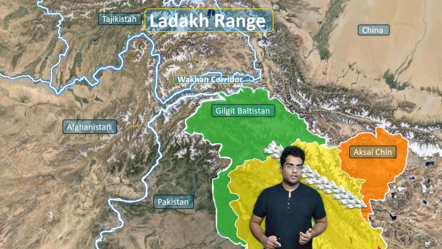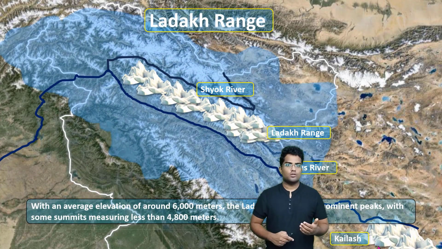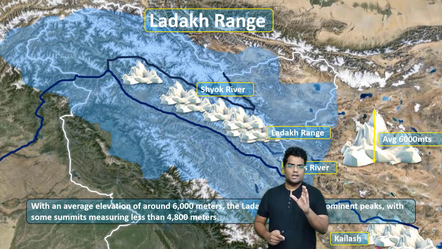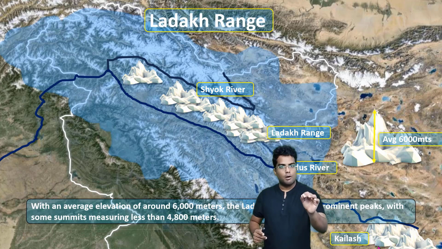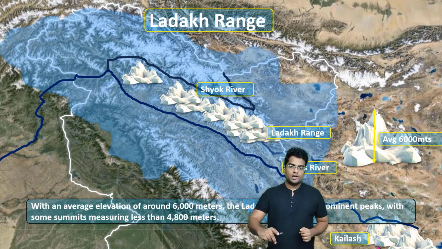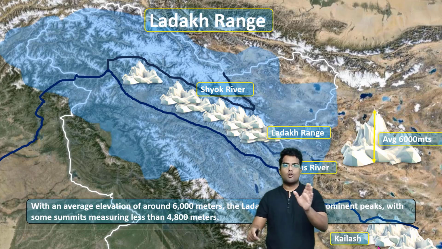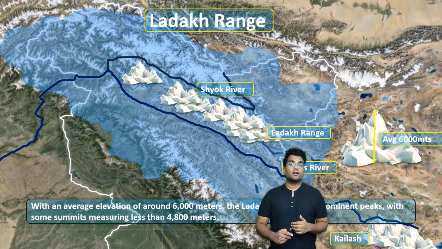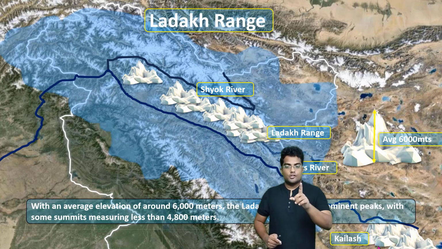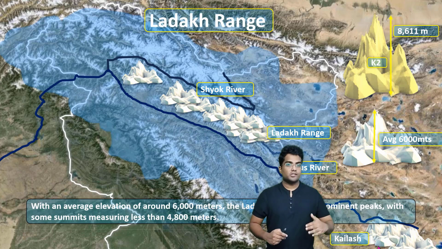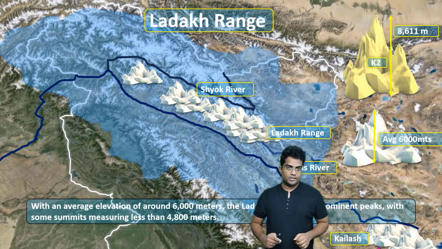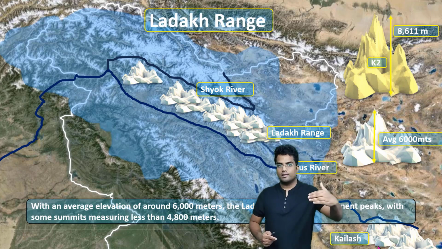Now we are going to discuss a few things such as the important passes. But before we discuss the passes, let's talk about the average height of the mountains in the Ladakh range. The average height of the mountains in the Ladakh range is around 6,000 meters. Now if we compare this to one of the tallest mountains in the Karakoram range, as you can see, this is the tallest, the K2 mountain, and its height is 8,611 meters, significantly higher than any mountain in the Ladakh range.